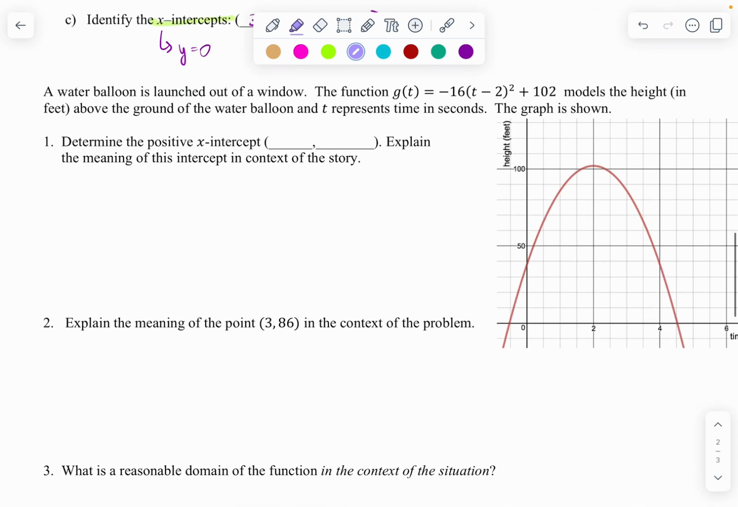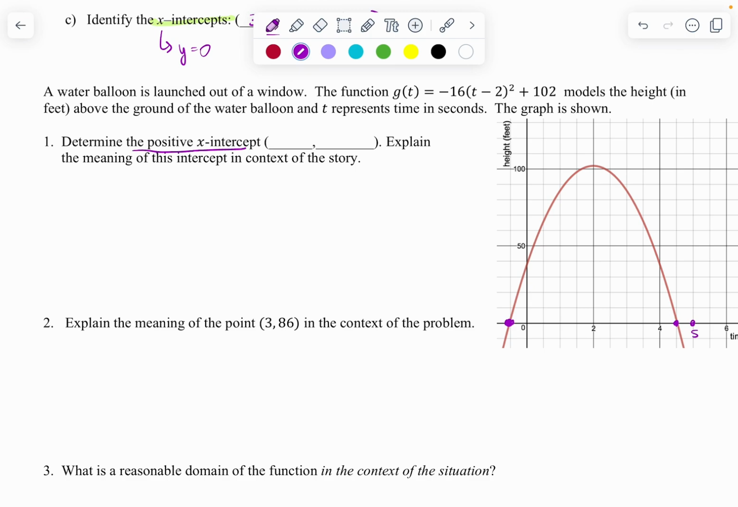Okay, one last one here. Determine the positive x-intercepts and then explain the meaning of the story. All right, so I've got this water balloon launching out of a window. Determine the x-intercepts. Oh, it says determine the positive x-intercept. That's this guy here. I think that's 4.5.